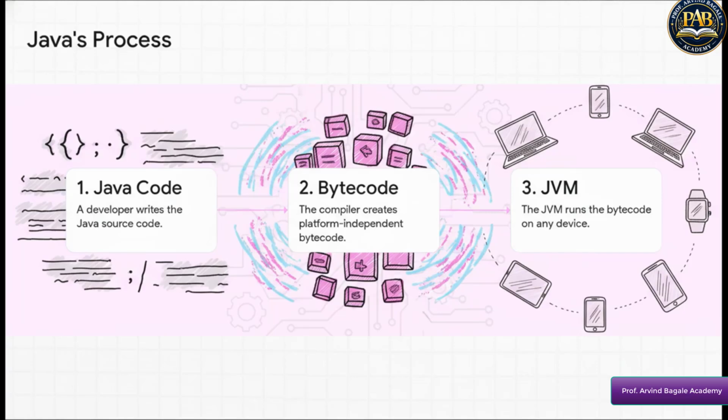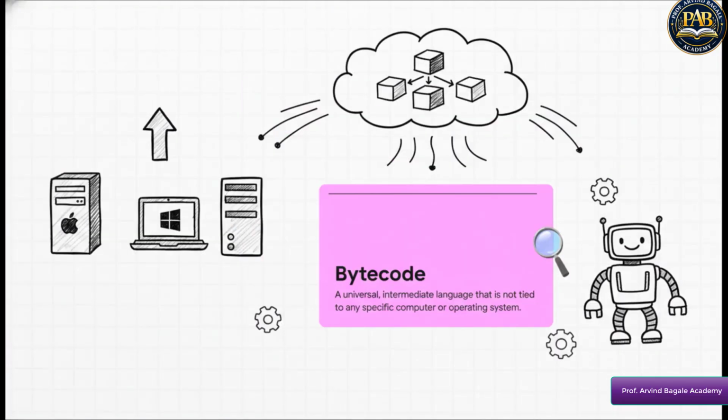A special compiler takes your code, but instead of turning it into machine code for, say, a Windows PC or a Mac, it creates something called bytecode. Think of bytecode as a kind of universal dialect. It's an intermediate language that isn't tied to any specific computer or operating system. It's written for a theoretical Java computer, and the genius of this is that any real computer can be taught to understand this one universal language.